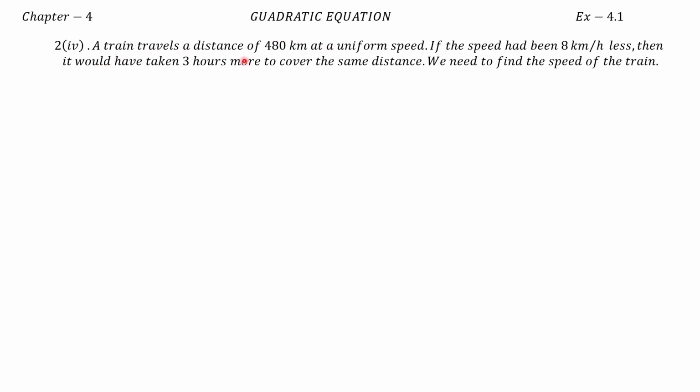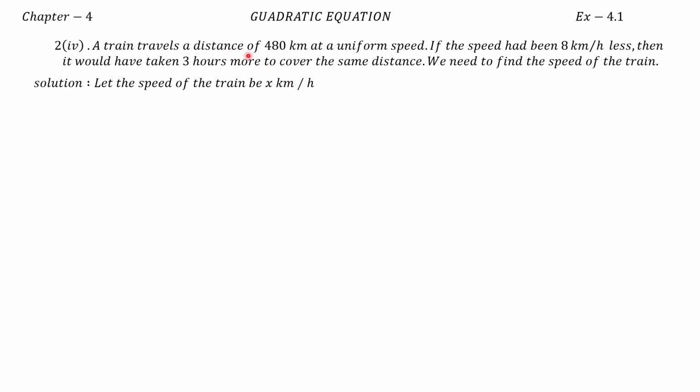A train travels a distance of 480 kilometers at a uniform speed. If the speed had been 8 kilometers per hour less, then it would have taken 3 hours more to cover the same distance. We need to find the speed of the train. If you see from the question, we need to find the speed of the train. Solution: let the speed of the train be x kilometers per hour.